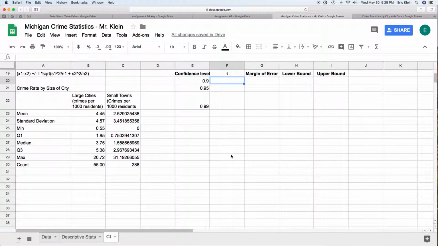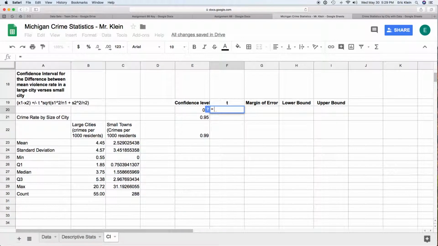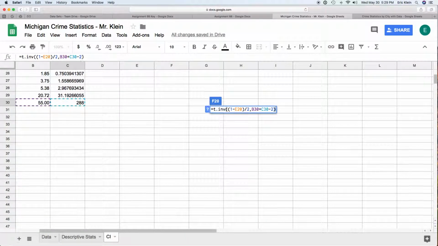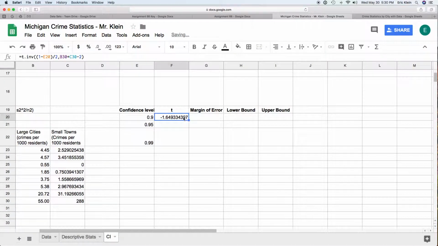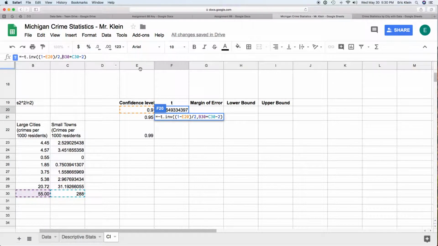And recall that our t is going to be t_inv, where we do 1 minus this value divided by 2. And then we need our degrees of freedom. And our degrees of freedom in this case are the sum of the two sample sizes minus 2. Okay, two things I'm going to note here. I want a negative in this place, and I want to hold this and this constant.